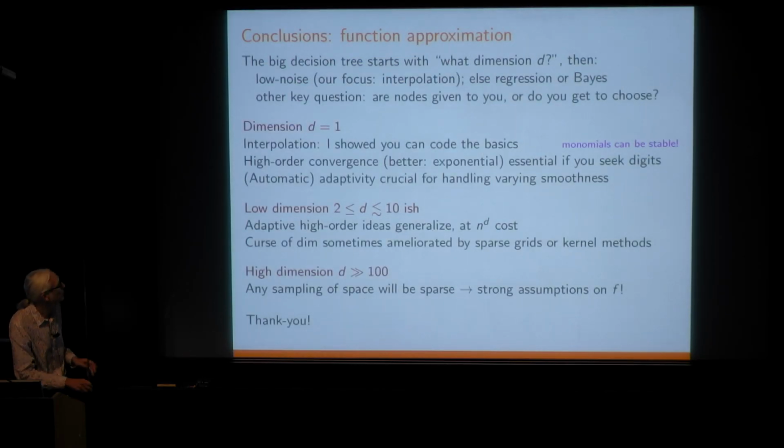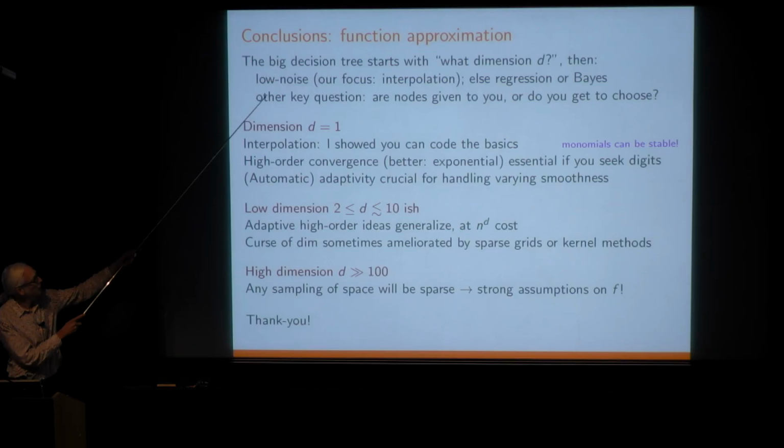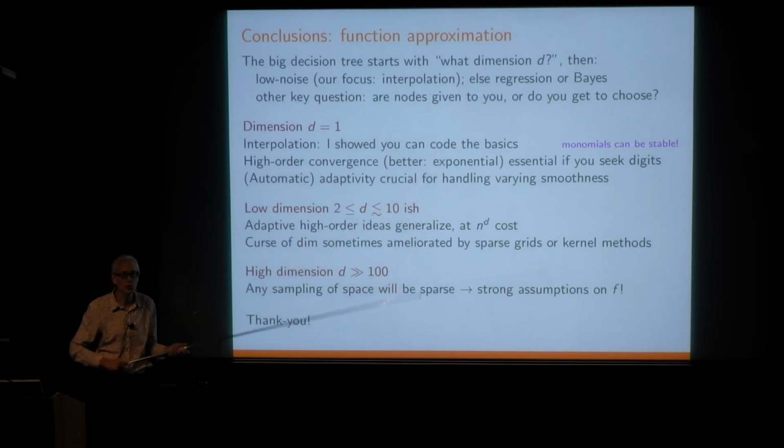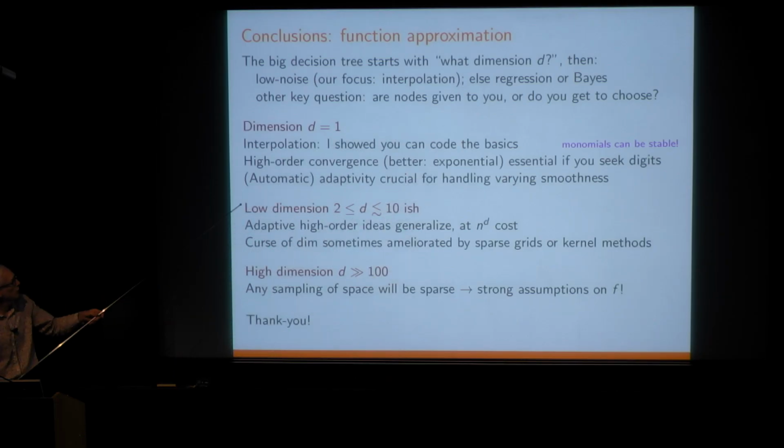And that's it, conclusions. So I was going to draw a big decision tree, which starts with what's your dimension, and then it would be, are you going to do low noise or high noise? Or are the nodes given to you, or do you get to choose the nodes? But I think I've taken you through some of those questions. So including how to write 1D codes that are reasonably useful. Always go to high order. And then some ideas for 2D and high dimension. So I'll just leave you with those. Thanks a lot.